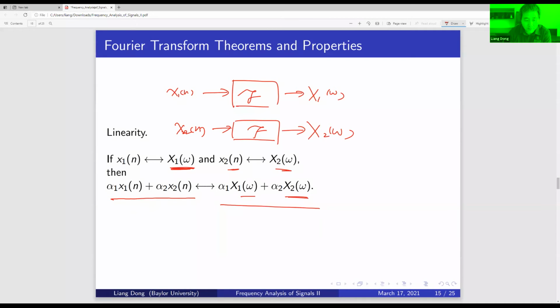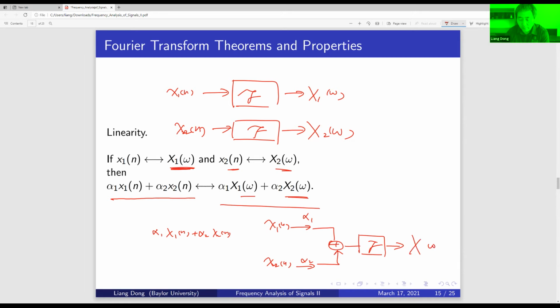Now, if I have a combined signal, alpha 1 x1[n] plus alpha 2 x2[n], which means I have a signal coming in, x1[n], multiplied by alpha 1, and x2[n], multiplied by alpha 2. And then you combine them together and go through the Fourier transform, right? And you have the result, let me call this X(omega). This is what we have here.